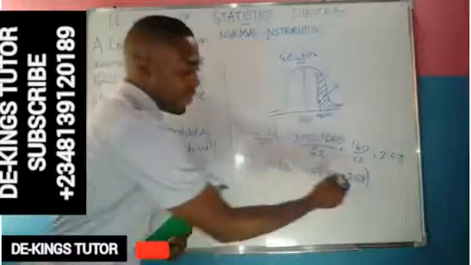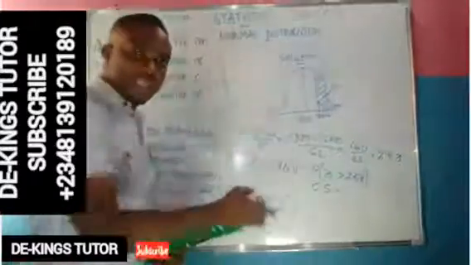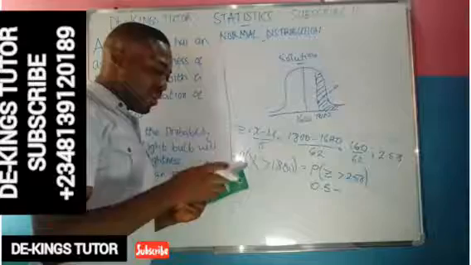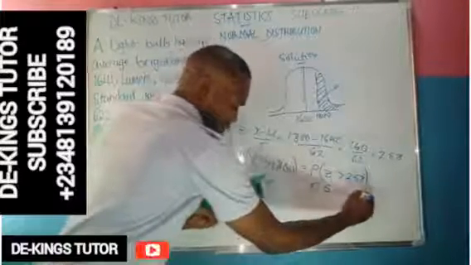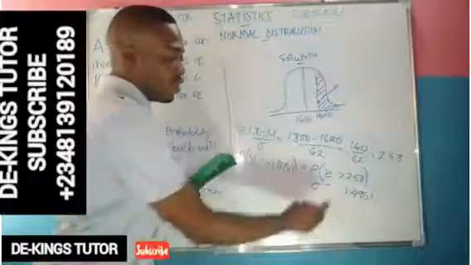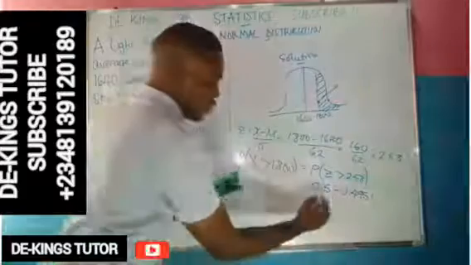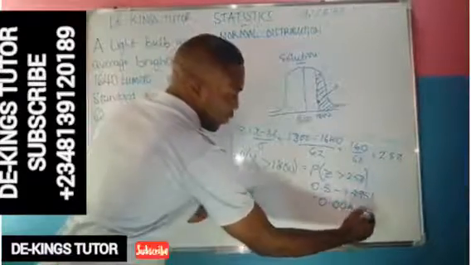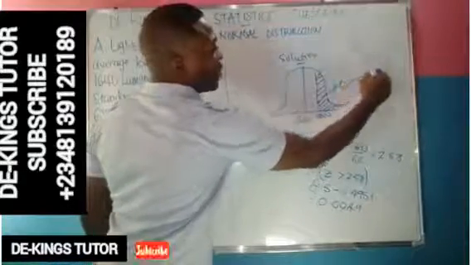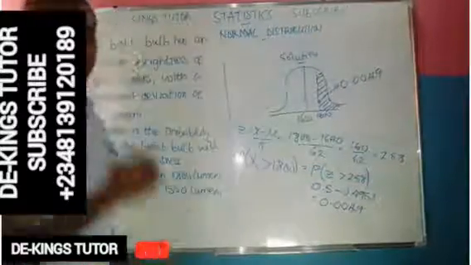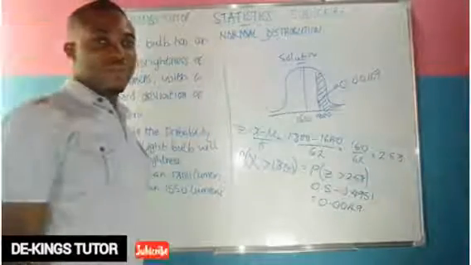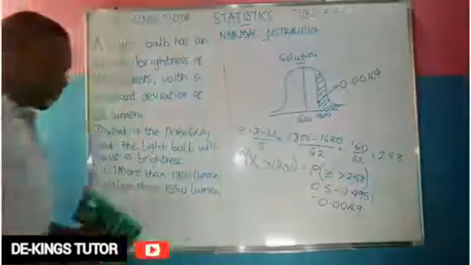Check 2.5, that is checking it vertically, 2.5 under 8. 2.5 under 8 will give me 0.4951. So 0.5 minus 0.4951 will give me 0.0049. So this area here is 0.0049. That is how to solve the number. So let's solve for the other question.